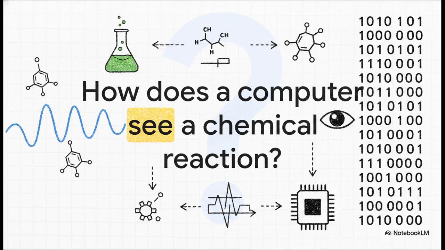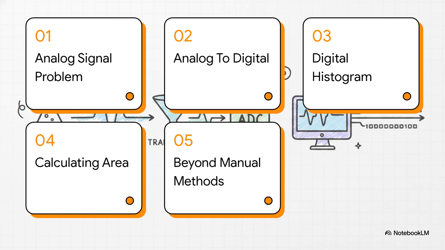Setting up that fundamental translation problem, bridging chemistry and computing, is absolutely crucial to understanding how modern analytical measurement actually works. Here's a quick look at our roadmap. We'll cover the analog signal problem, then analog to digital conversion, building the digital histogram, calculating the peak area, and finally, why we moved beyond manual methods.